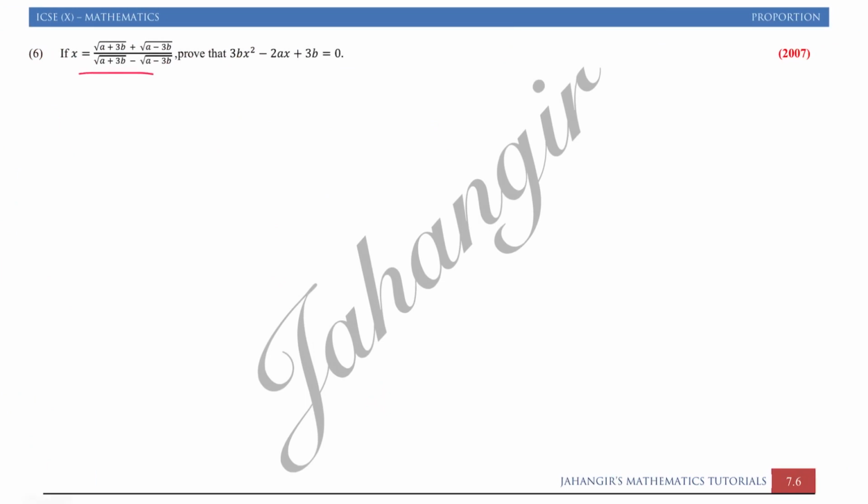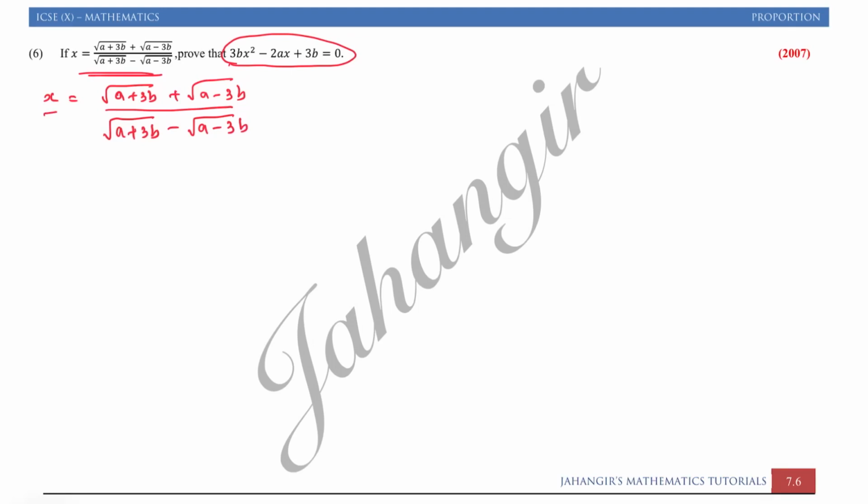Next question. This type of question we had already done in the exercise part. Here it's given that x is equal to root of a plus 3b plus root of a minus 3b, whole upon root of a plus 3b minus root of a minus 3b. You have to prove this.